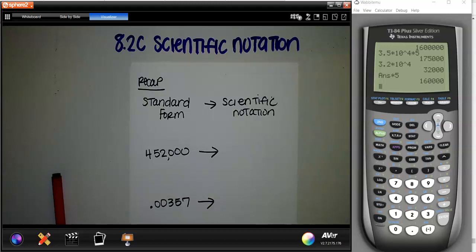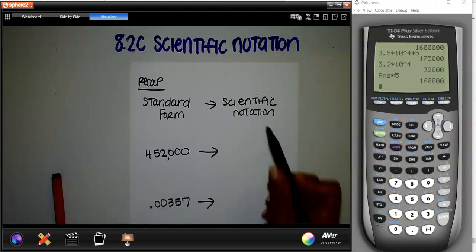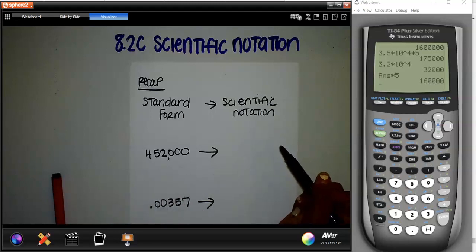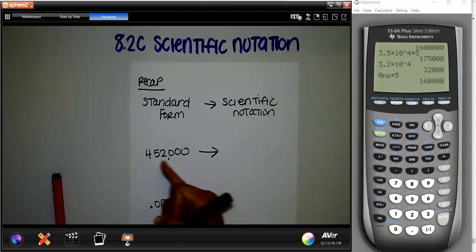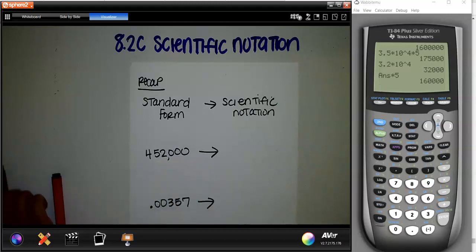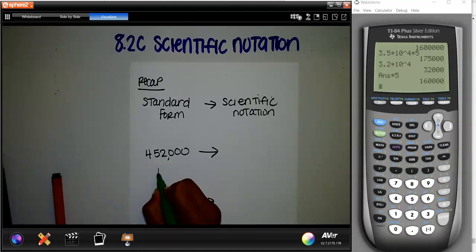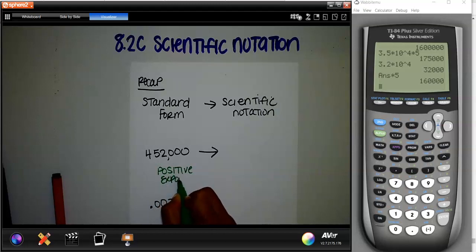Okay, so before we go, I just wanted to do a recap of converting standard form to scientific notation. And again, remember, you can always use a calculator to double check. So here I have 452,000, and I want to write it in scientific notation. This is a very large number, so I already know that my exponent is going to be a positive exponent just by looking at the number. Remember, that's an easy indicator.